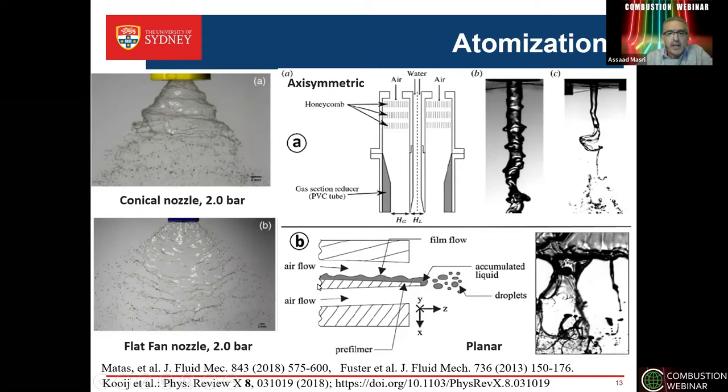The other configuration is more relevant in the gas turbine industry with respect to pre-filming, where you form a liquid film on a surface and you air blast it so that as it leaves the hard surface, it is fragmented into forms that are not unlike those seen in the standard axisymmetric configuration, where you see lots of filaments and fragments leading to droplets.